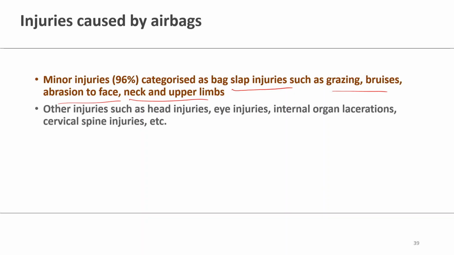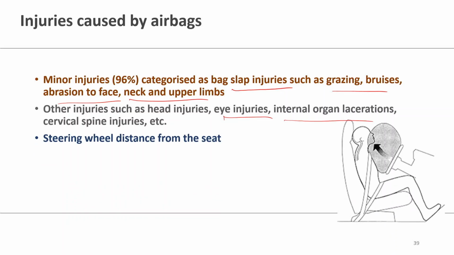So, other injuries such as head injury, eye injury, internal organ injury, okay, the different types of injuries due to the sudden inflation. So, you can see if there is a sudden inflation, there will be a sudden impact. If it is not that high an impact, there will still be sudden abrasion.